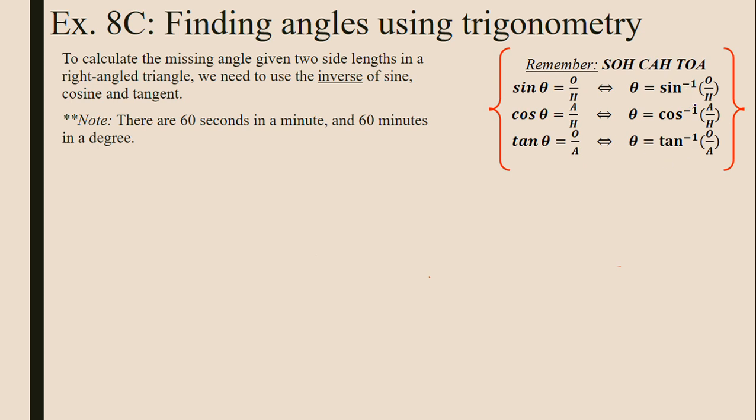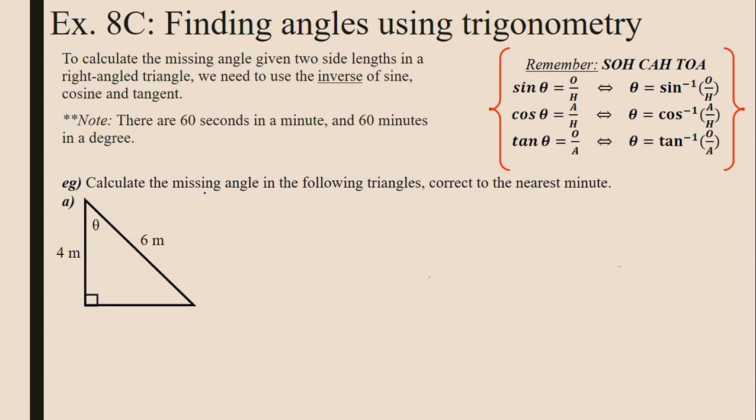The ratios are the same: O over H, A over H, and O over A. So all that changes is the theta and the little cosine switch places, and when we do that, we raise it to the -1. On your calculator, the second key followed by sine, cosine, or tangent will give you this little bit, and then it will open the brackets for you to type in the ratio. We'll come back to the little note on the screen in a moment.